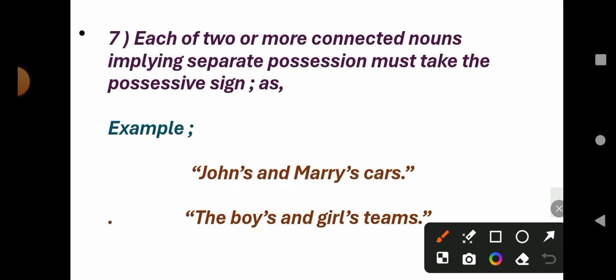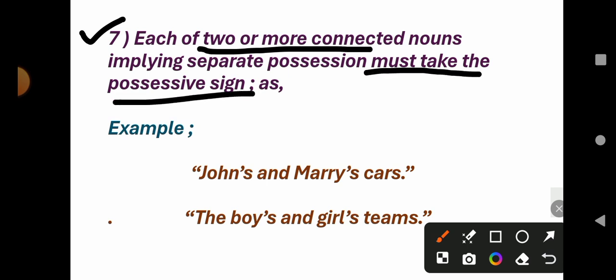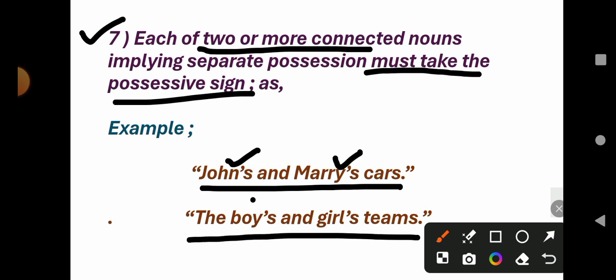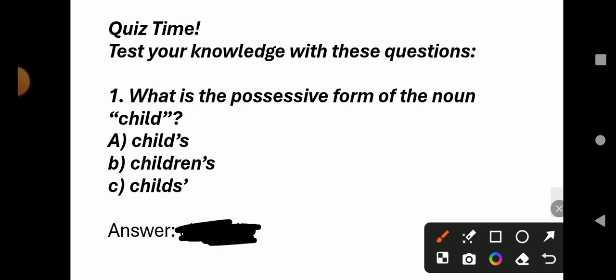The seventh rule is, when each of two or more connected nouns implies separate possession, each must take the possessive sign. For example, John's and Mary's cars. John and Mary own separate cars. The boys' and girls' teams. The boys and the girls have separate teams. The reason for adding the possessive sign to each noun is to show that each noun has separate ownership and possession.